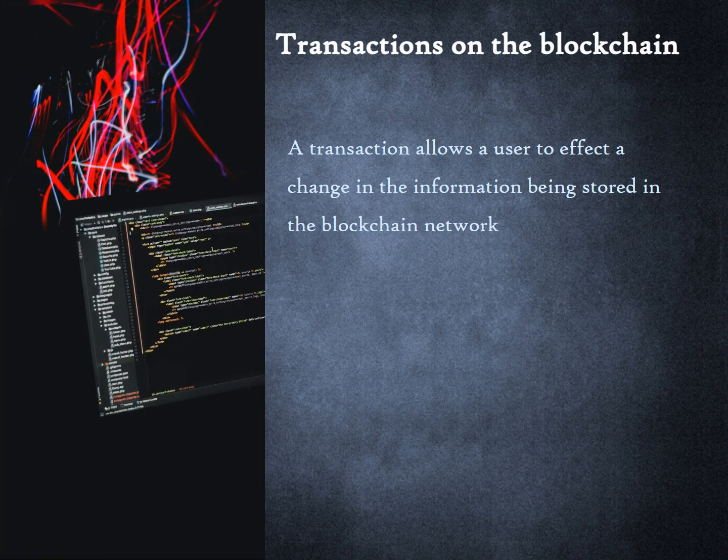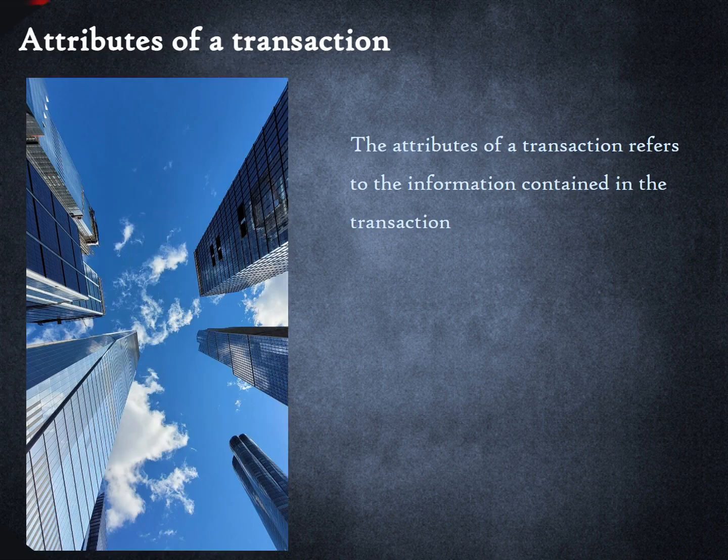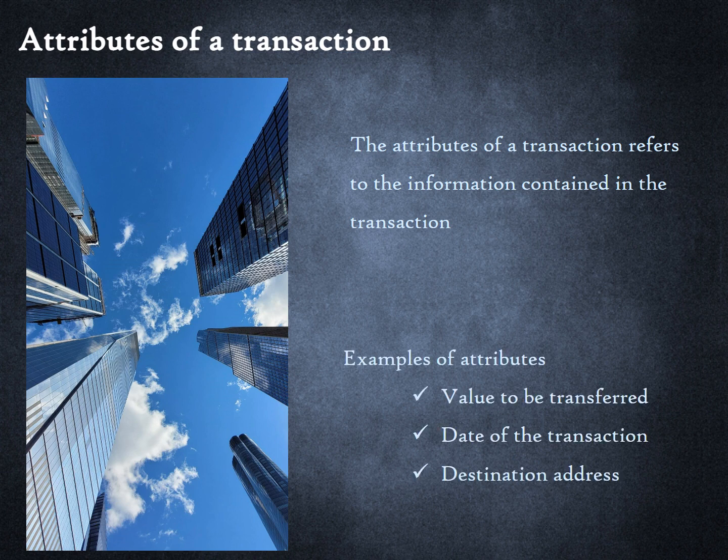As we continue learning about Ethereum transactions, we can now take a step back and define transactions on the blockchain in a very generic way. A transaction allows a user to effect a change in the information being stored in the blockchain network. For instance, a Bitcoin transaction adds a new payment record on the Bitcoin blockchain. The attributes of a transaction refer to the information contained in the transaction. Both Bitcoin and Ethereum transactions have a set of attributes. Examples include the value to be transferred, the date of the transaction, the destination address.